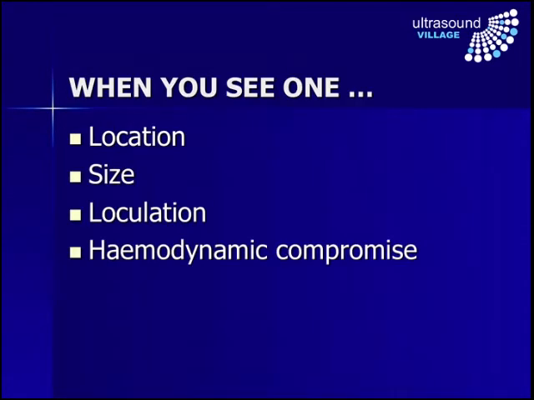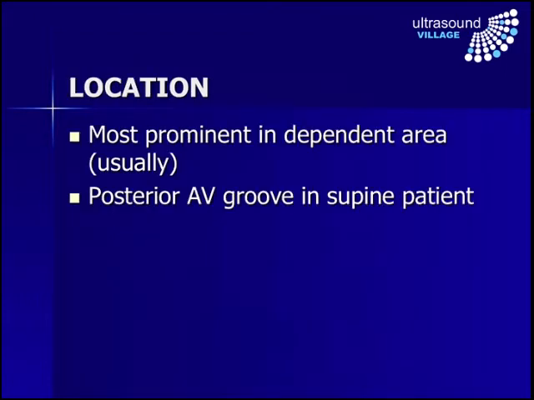So what do you do when you see a pericardial effusion? Well, the things you need to consider is, where is it? How big is it? Is there any loculation, in particular if you're going to consider draining it? And are there signs of hemodynamic compromise? So working our way through these. Usually fluid collects in the most dependent area. So in the supine patient, that means posteriorly. And the smallest amount of fluid you'll see is in the posterior atrioventricular groove.